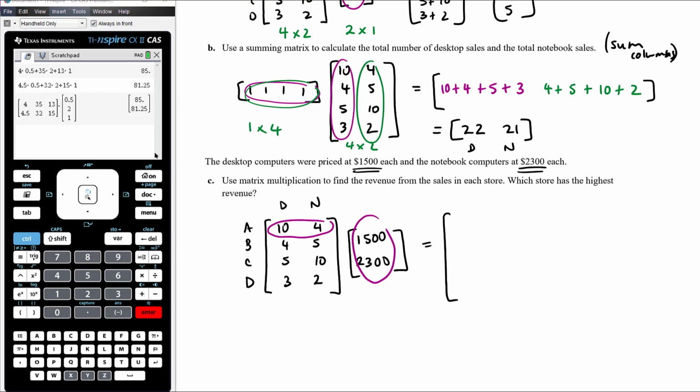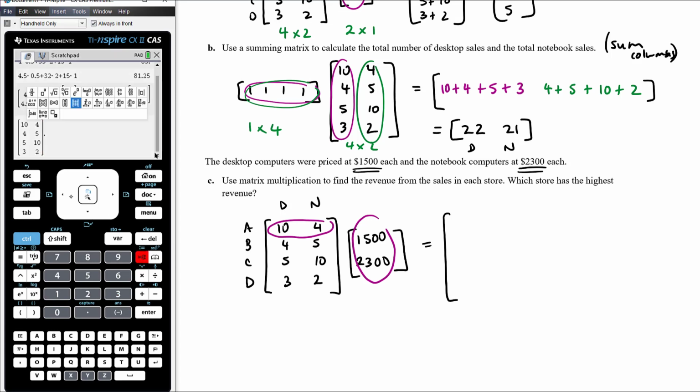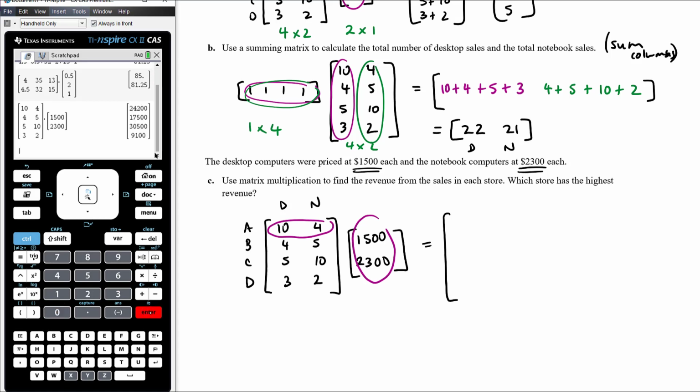So I might get my CAS to do the multiplication for me here. We could do them all individually, but there are quite a lot of numbers and the numbers are getting kind of big, so perhaps we'll do it this way. But it's important that you understand how those numbers are being combined together. So we've got 4 rows and 2 columns: 10, 4, 4, 5, 5, 10, 3, and 2. And then we are multiplying that by the 2 by 1 matrix, 1,500 and 2,300.